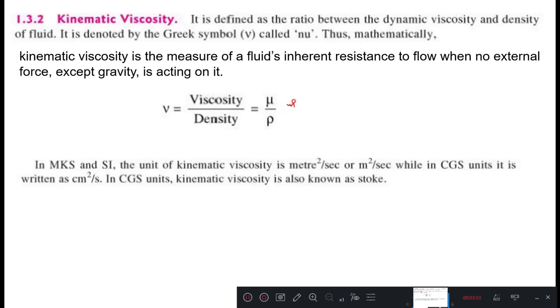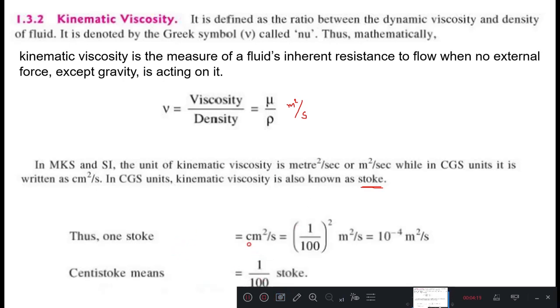Meter square per second, while in CGS units it is written as centimeter square per second. In CGS units, kinematic viscosity is also known as Stokes. It's very important. Kinematic viscosity is also known as Stokes. So 1 Stokes equals 1 centimeter square per second, that is 1 by 100 whole square meter square per second, or 10 raised to minus 4 meter square per second.